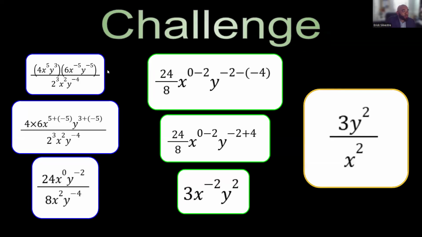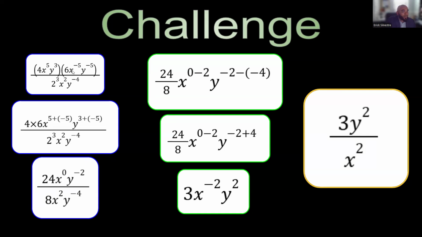All right, so next step, we're just going to do the operations. We know that 6 times 4 or 4 times 6 is 24. We know x raised to the 5 plus negative 5. We know that when we add a negative, we are basically subtracting. So it's like 5 minus 5 gives you 0. We also know that we have y raised to the 3 plus negative 5. Again, when you are adding a negative, you are basically subtracting. So you have 3 minus 5, which gives us negative 2.